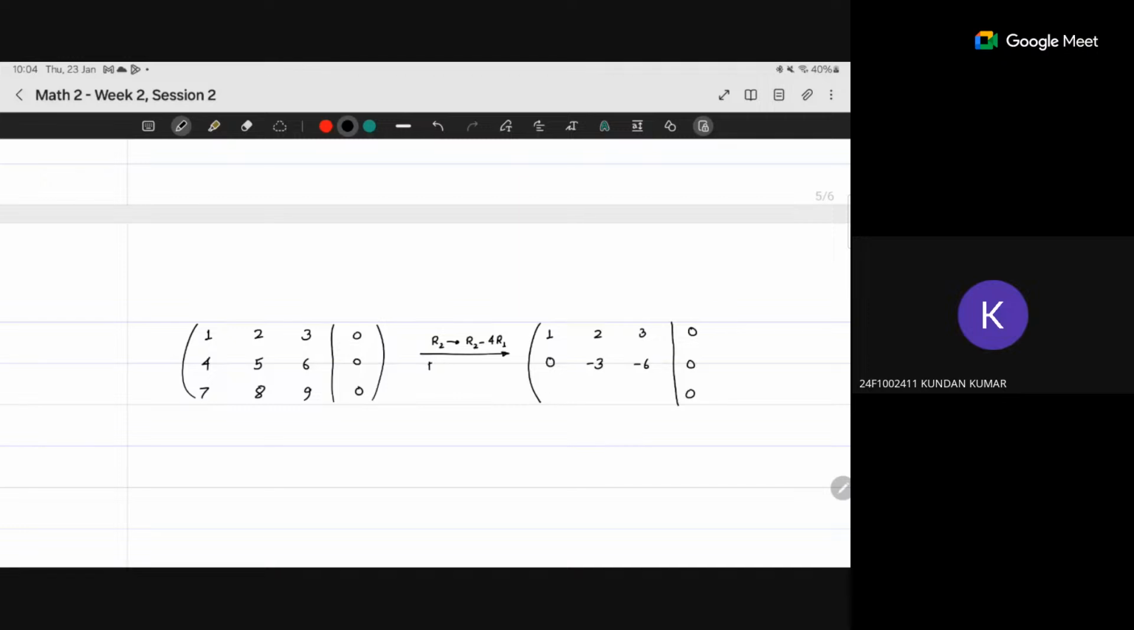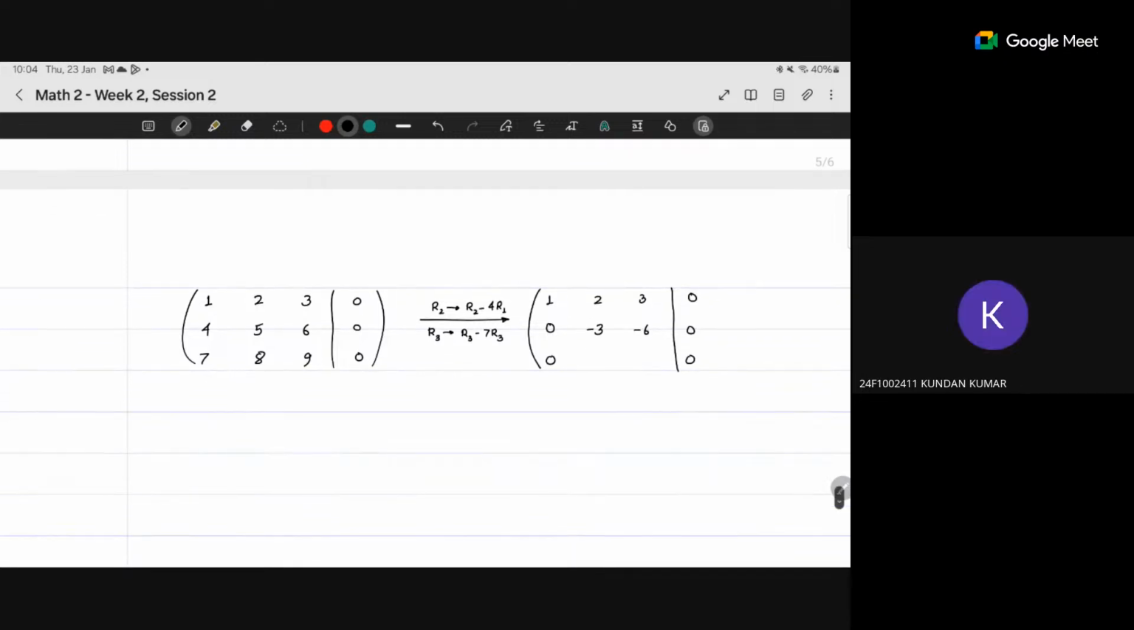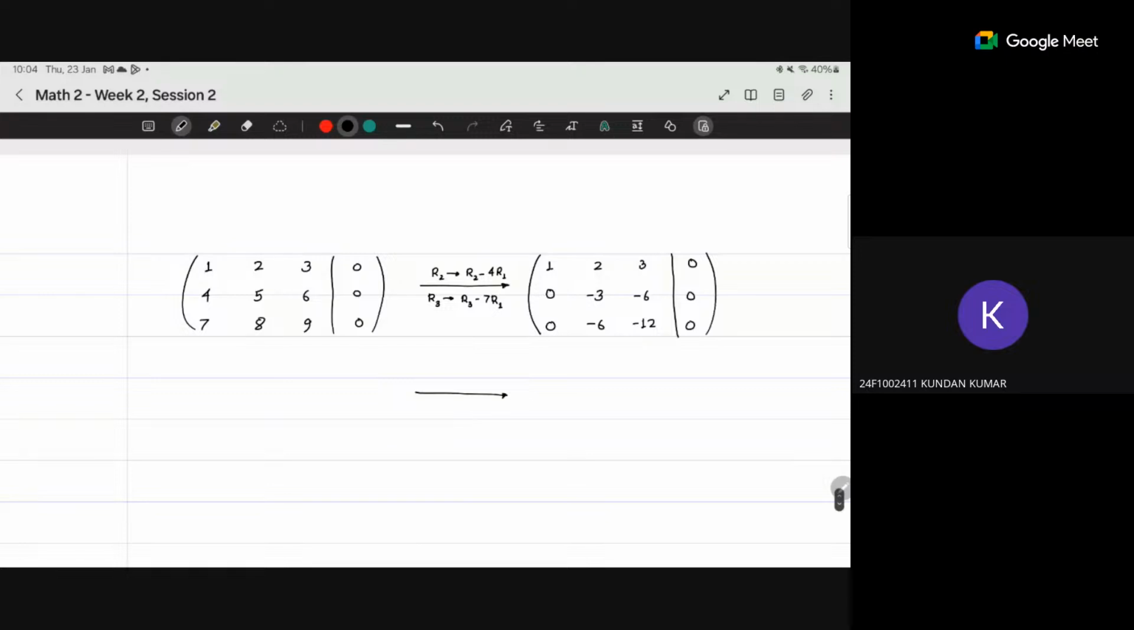I'll do this also. R3 goes to R3 minus 7 R1, because I want a 0 here also, correct? So I'll do that simultaneously. 14, minus 8, 6. And 21, 7, 12. Now I already see something.